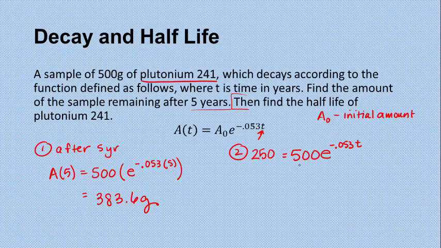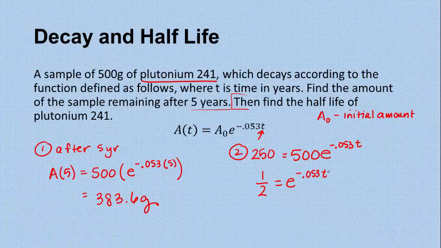So the first step in solving this would be to divide by 500. So I end up with 1/2 equals e to the negative 0.053t. How am I going to solve this? Well, I'm looking for an exponent. So in order to solve this exponent problem, I'm going to use logs. And in this case, because it's a base of e, I'm going to use the natural log.